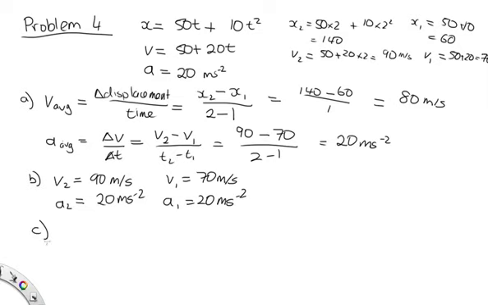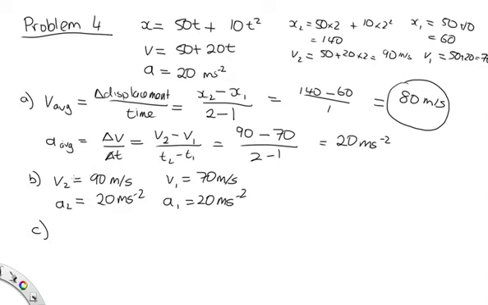Now, that's answered part B. Part C says compare the average and instantaneous quantities in each case and explain why the larger one is larger. Okay, so here's the average acceleration, the average velocity, 80 meters per second. At time 2, the velocity is 90 meters per second, and at time 1, it's 70 meters per second.